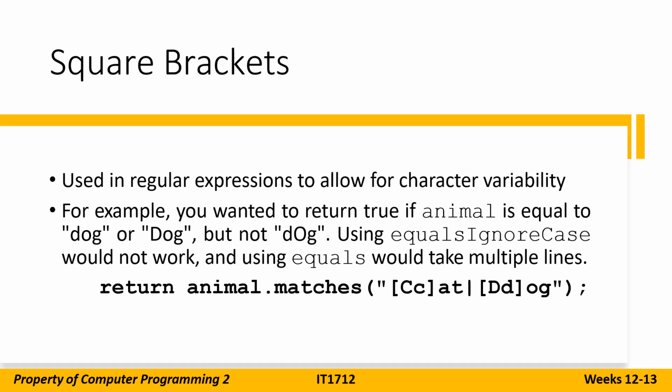Square brackets are used in regular expressions to allow for character variability. For example, you wanted to return true if animal is equal to cat or Cat, dog or Dog, but not other variations. Using equalsIgnoreCase would not work, and using equals would take multiple lines. Return animal.matches("[cC]at|[dD]og").